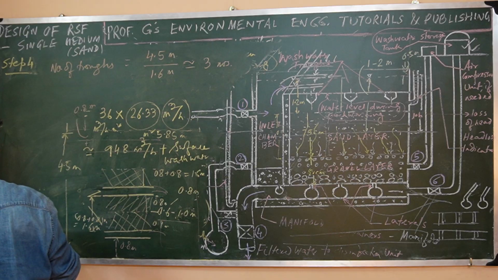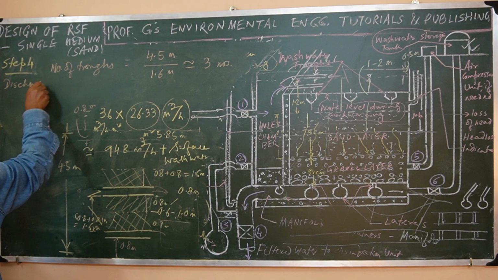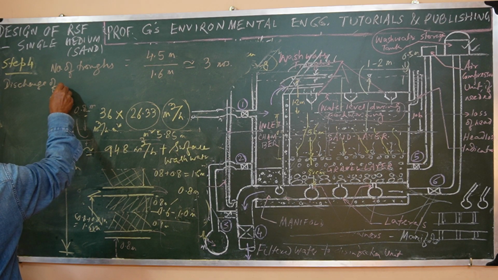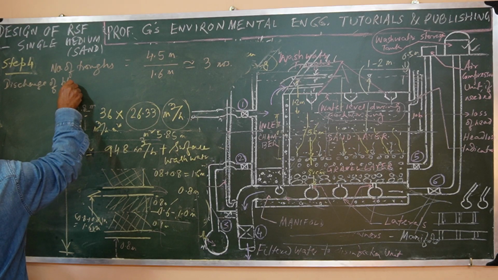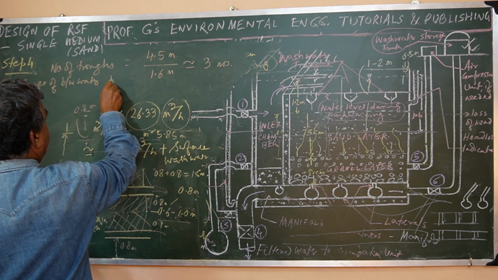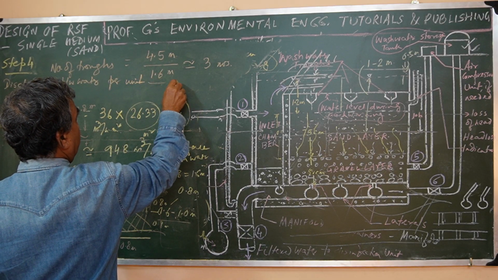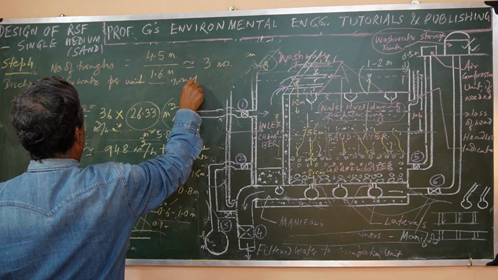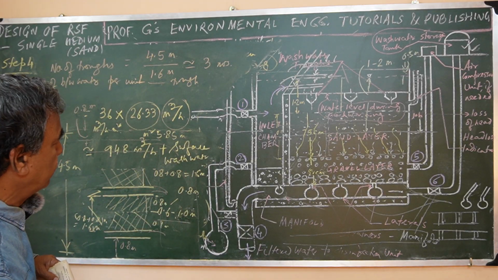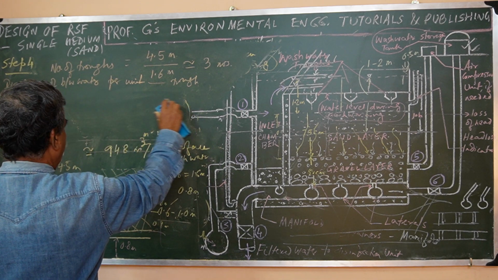Okay. Now the discharge per unit drop, so find out the discharge of dirty or backwash water per unit drop, right? You can find this one. I think you understand this.